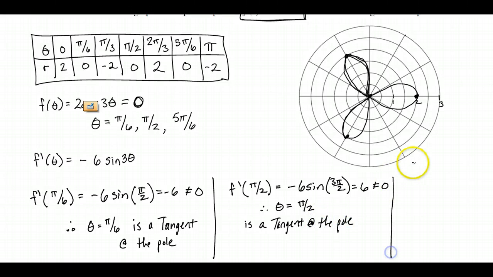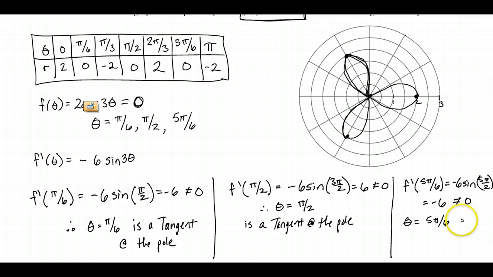And the last one here, if I plug in 5 pi divided by 6 into my derivative, I have negative 6 times sine of 5 pi over 2. Sine of 5 pi over 2 is 1. So times a negative 6 will give me negative 6. That does not equal 0. Again, theta, when that's equal to 5 pi over 6, is a tangent at the pole.